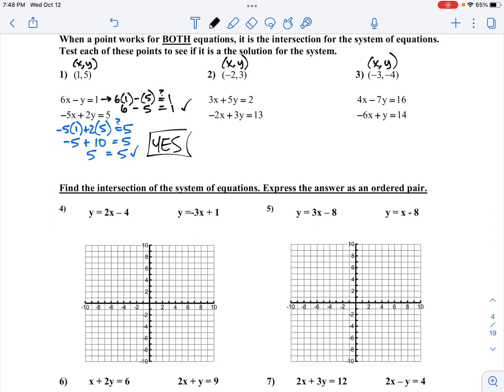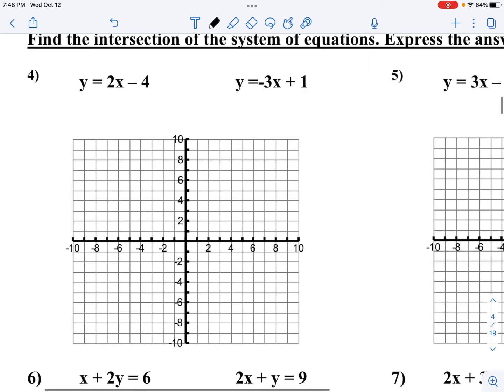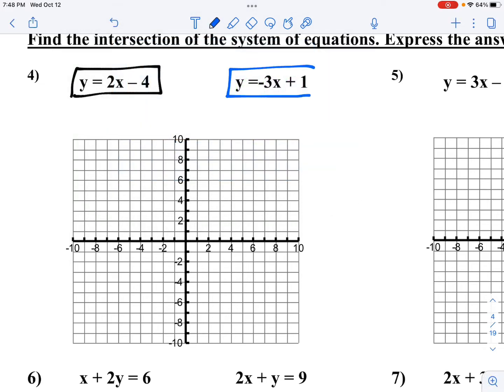Let's do a couple of these graphing ones. I was walking around, I noticed we were struggling just a little bit with some of the graphing ones. Let me do number 4 first because it's kind of a simple one. These equations are already in y equals mx plus b form, so I already know how to graph them. I will do this one in black, and I will do this one in blue so that you can see the difference between them.